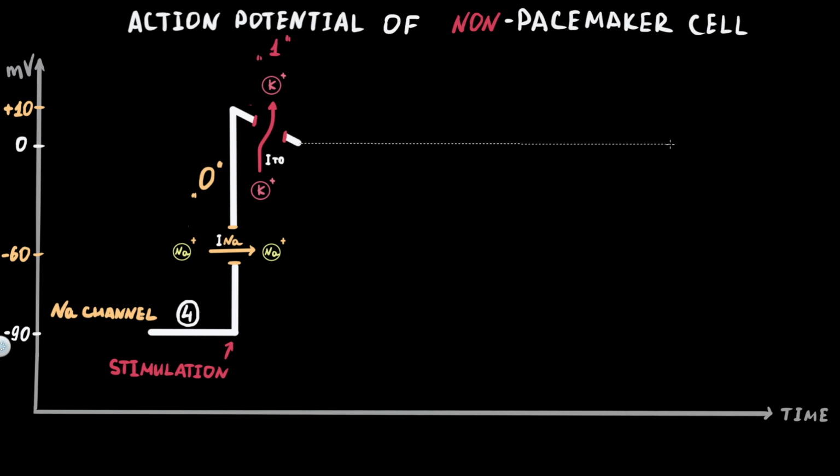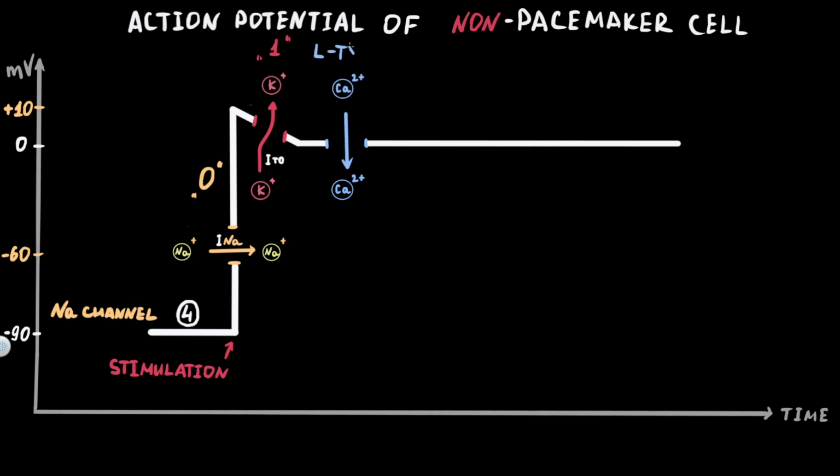The next phase is phase 2, also known as the plateau phase. This relatively long plateau phase of the action potential is mediated by the balance between inward calcium current and outward potassium current. Calcium current flows through the special L-type calcium channels. Calcium entry proceeds in a more gradual fashion than the initial influx of sodium in phase 0. So the calcium channel's activation is slower and the channels remain open much longer compared to the sodium channels.